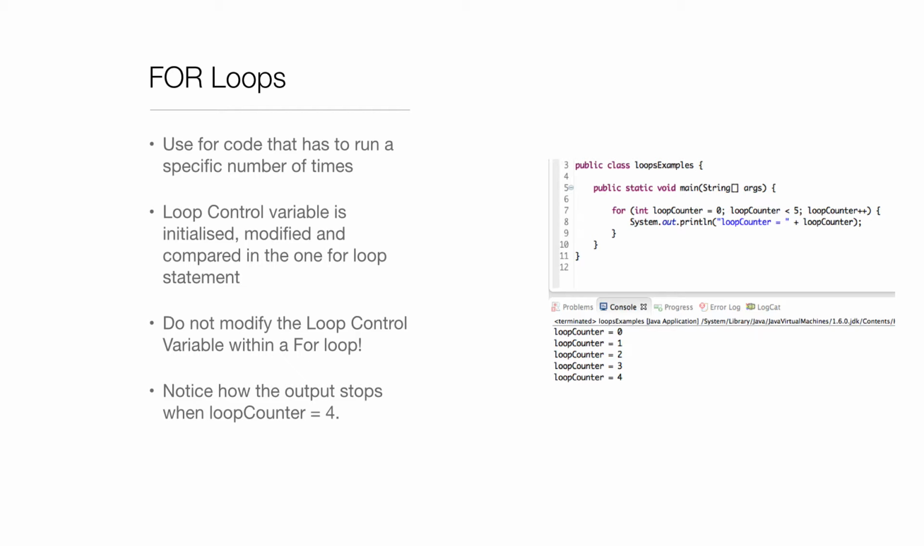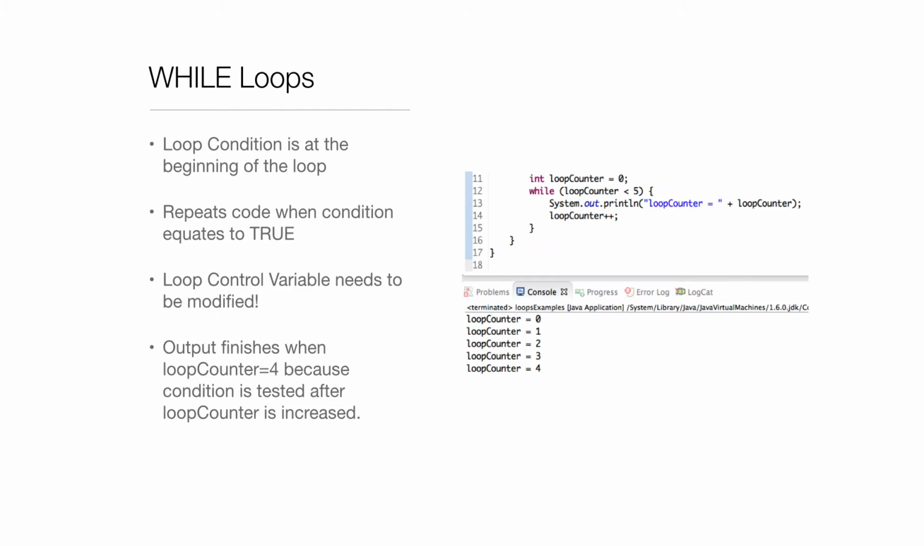So that's an important point to note, especially if you're using less than 5 or greater than 5, or less than or greater than. If you're using less than or equal to 5 in this case, it would have outputted loop counter equals 5 again, because the condition was true there. So it's a subtle but important point. You have to be really careful.